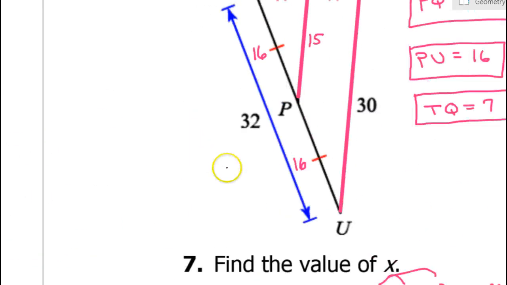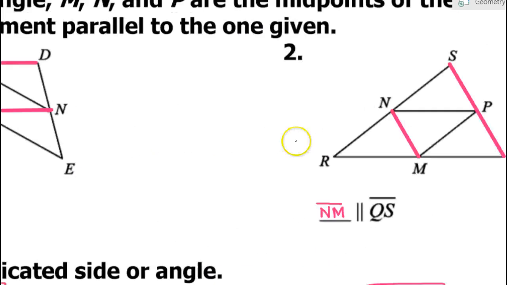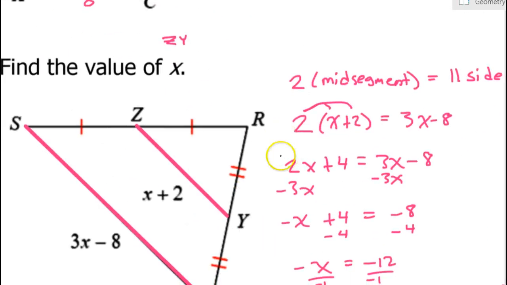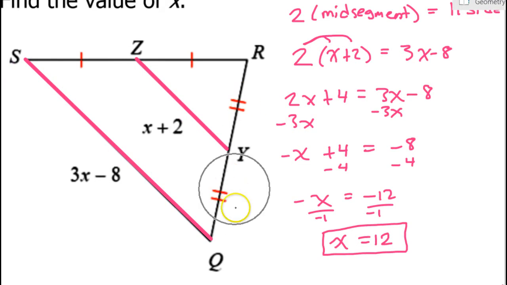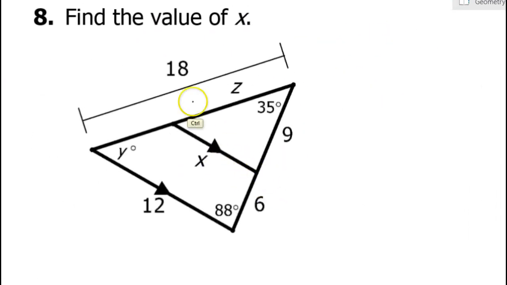This worksheet so far has been all about midsegments. In every problem we had until now, we were given all of these midsegments marked congruent. But then suddenly on problem number 8, there are no tick marks, and specifically I see a 9 and a 6. So this is not a midsegment. These are parallel, but they're not midsegments. So I cannot just say x is equal to 6. Be careful, do not fall for that on a test or a quiz.